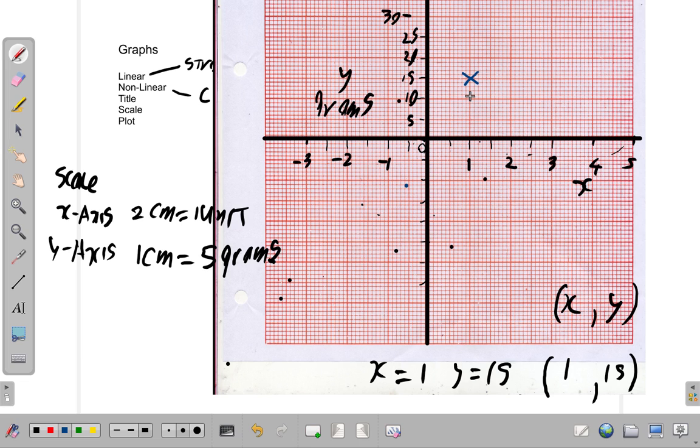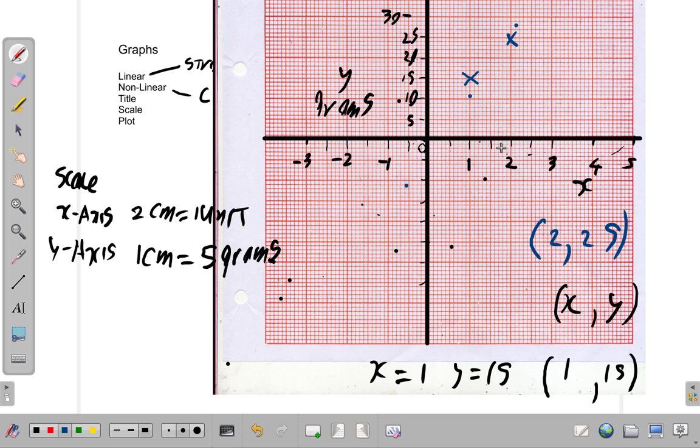Now, you may also want to plot 2, 25. So you identify or you plot the point (2, 25). You look when X is 2 and Y is 25, you go up to 25 and you plot that point.